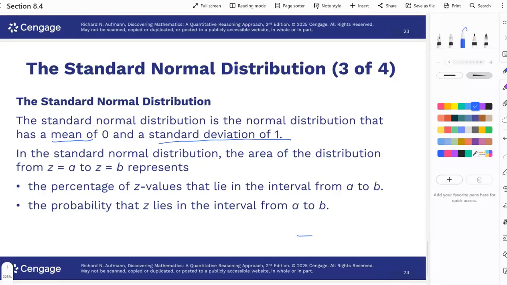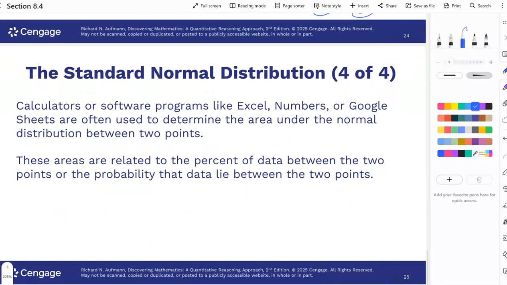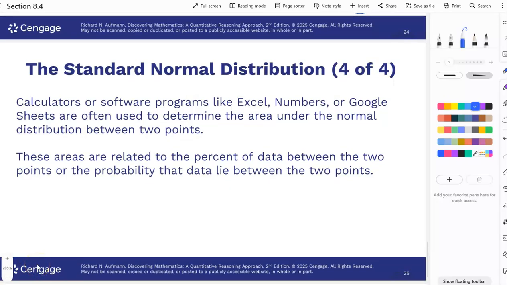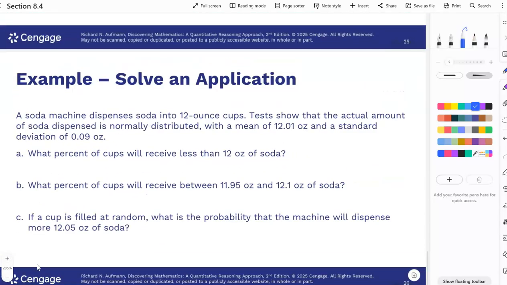When we talk about our normal distribution, and I'm looking between A and B, we could see it written like this. Thinking about that probability or that percentage of z-score values that would live between that lower bound and that upper bound. And we can use technology to help us find those values. Now I'm going to show you how to do this in Desmos. So let's look at an example.